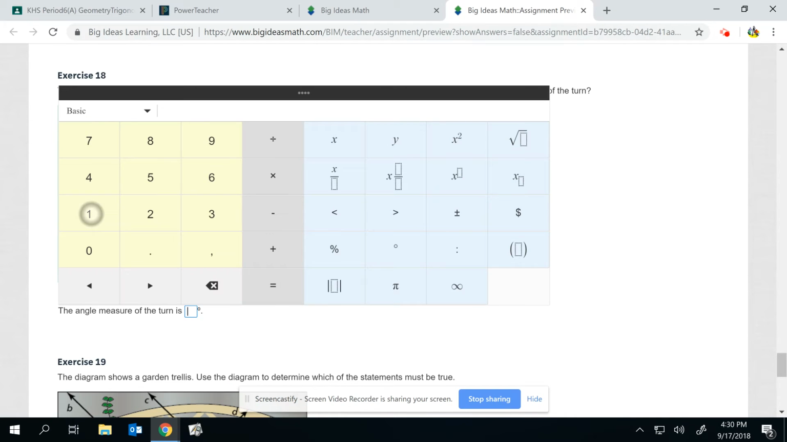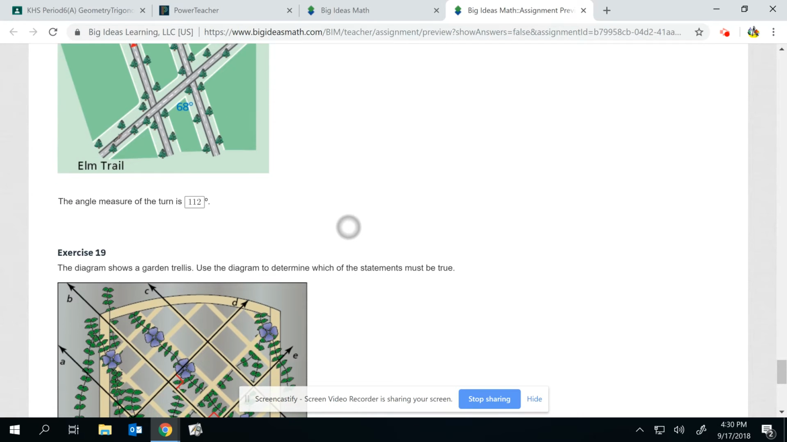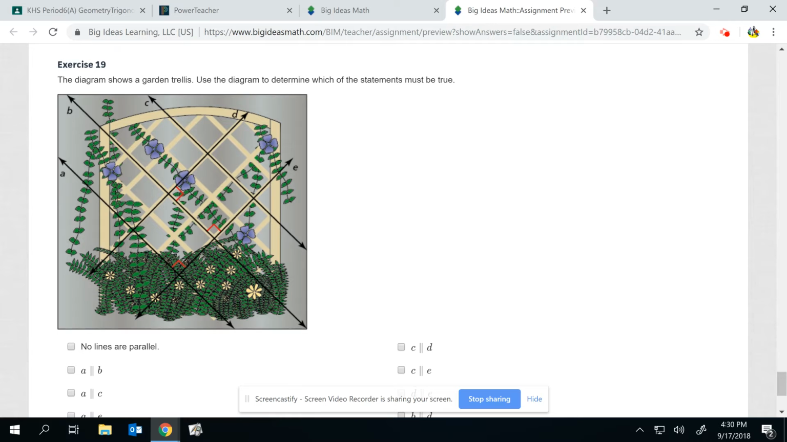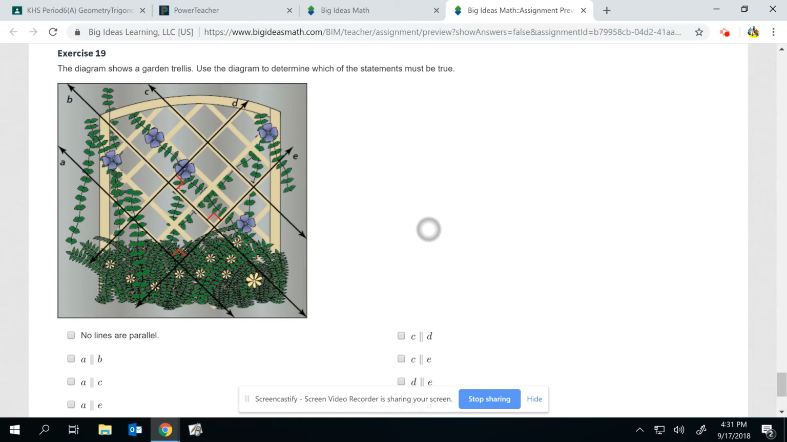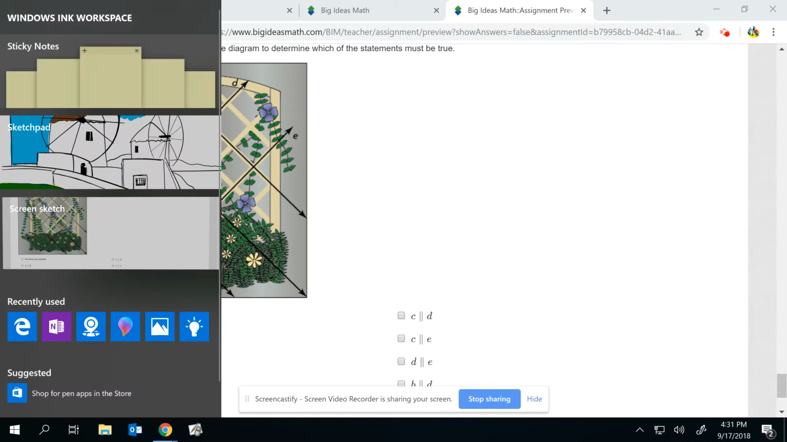So 112. Okay, there's 19 coming up. Don't go down, just please, just go up gently. There you go. Okay, 19, no lines are, but let's see what we got. Oh, we got some, which statements have to be true? Okay, let me just go up a little bit more. All right, there it is. So let's see. What has to be true here?